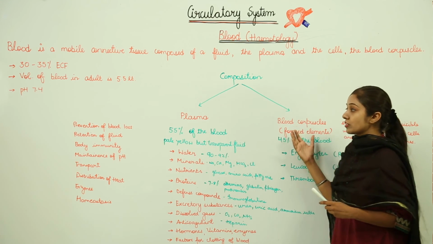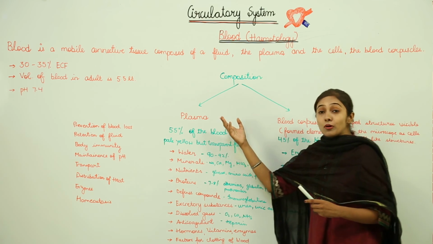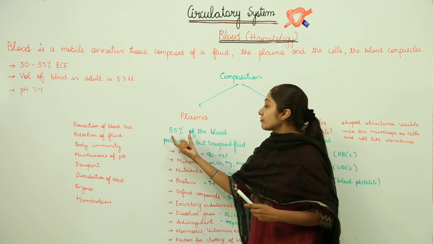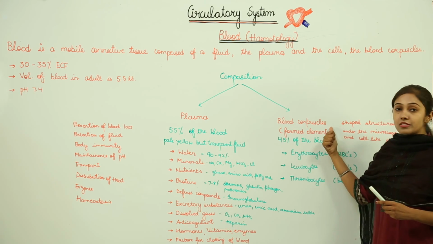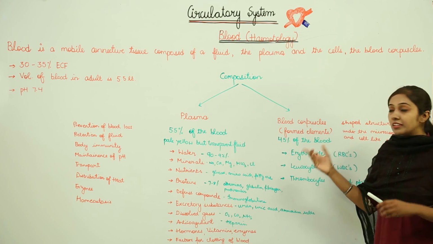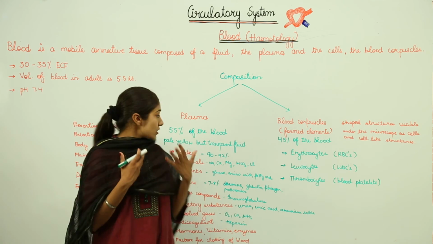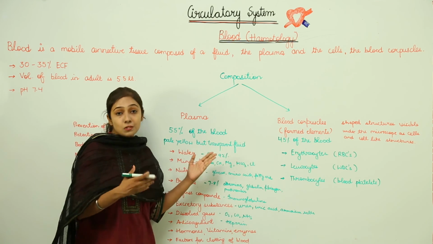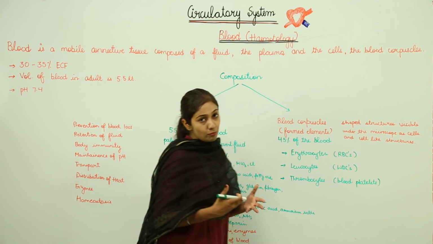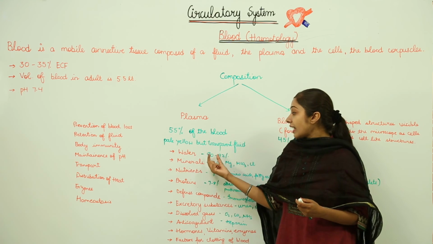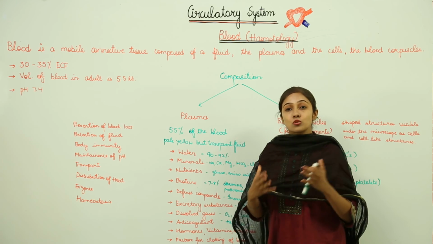Coming back to the composition, we have the fluid, that is plasma, and the cells, that is blood corpuscles. If you talk about the plasma, then plasma forms 55% of the blood. If we talk about the formed elements or the blood corpuscles, they form 45% of the blood, the remaining 45% of the blood. Now, in terms of plasma, since plasma is a fluid, it is a pale yellow but transparent fluid. What are the components that are there in the plasma? There are many components. First of all, it is 90 to 92% water. Since it's a transparent fluid, it has 90 to 92% water.